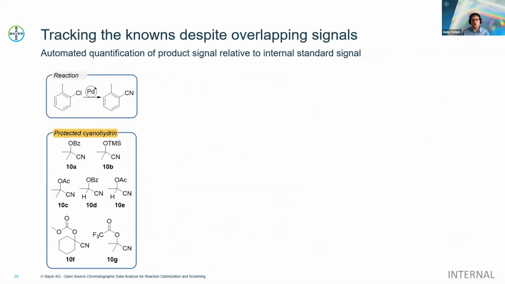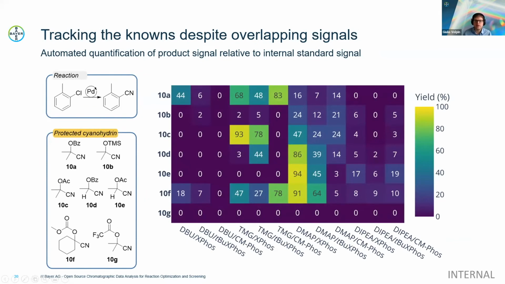And within a few lines of code, you can generate these types of plots in which you can clearly see that there is some hotspot of reactivity with the DMAP and XPhos catalytic system with 3 cyanide sources, whereas 10B, the TMS protected cyanides, is almost completely incompetent in generating product. These are all calibrated yields against internal standard, and you can see that 10G with the trifluoroacetate gave no product in each of these types of reactions.